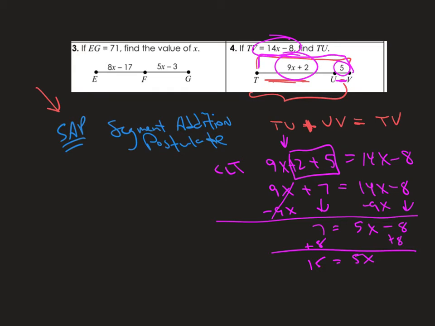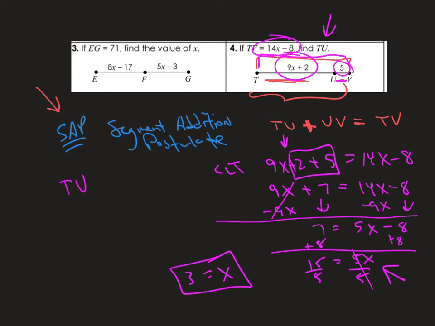All right, to get x by itself, we're going to divide by 5, and we're going to get x equals 3. All right, and notice I write 3 equals x. I said x equals 3, but I kept my x on the right because my x was on the right side. Now, am I done? No. They asked me to find the length of TU.